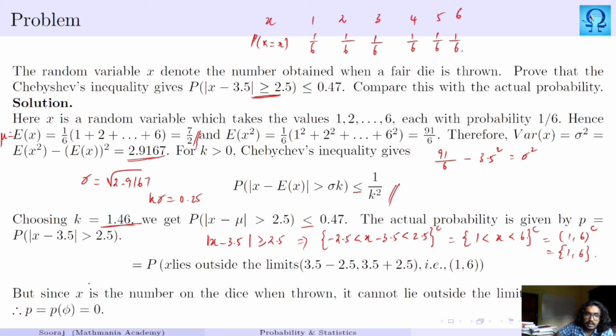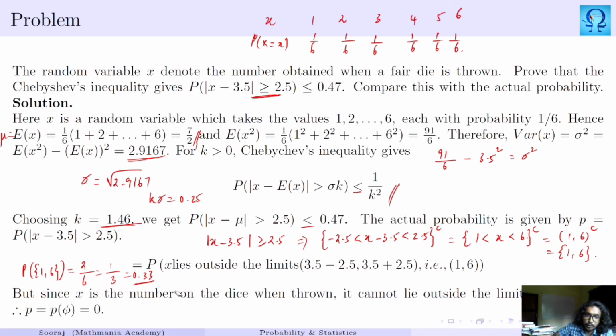So 1 and 6, probability of x taking the value 1 and 6, it is what? It is 2 upon 6, which is 1 upon 3, that is 0.33. The actual probability is 0.33, but our estimate is saying that it is smaller than or equal to 0.47. So even here 0.14 variation is there. Our estimate is saying some quantity which is considerably larger than the actual quantity.